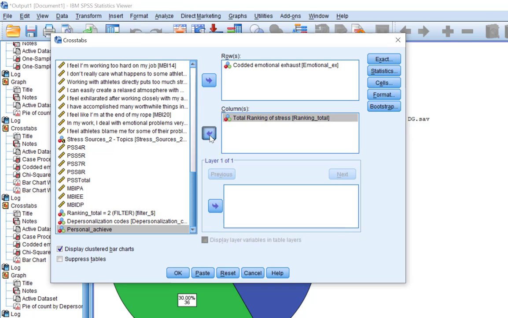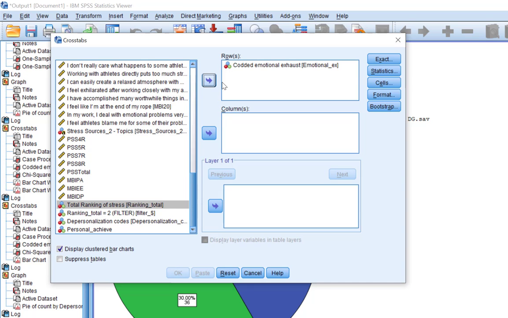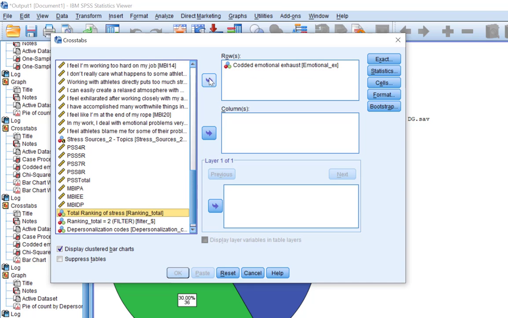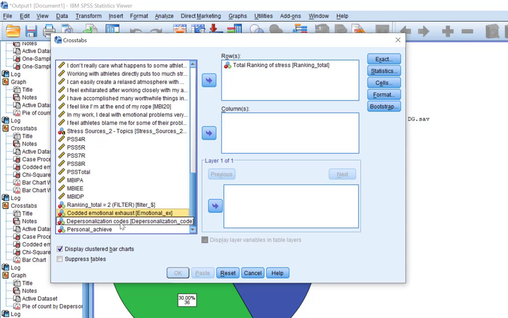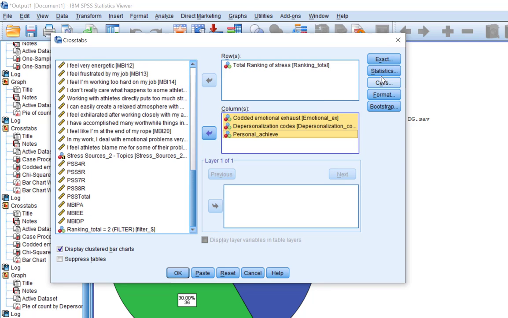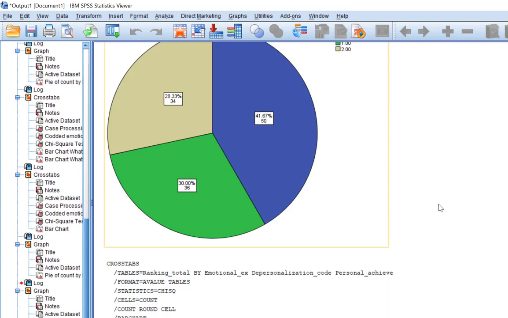I'm going to put the total ranking of stress at the top, and then put the other three down below: exhaustion, depersonalization, and personal achievement. Because even if you're completely exhausted, but you just won the NCAAs, I think you're going to be okay. Let's look at those three together.